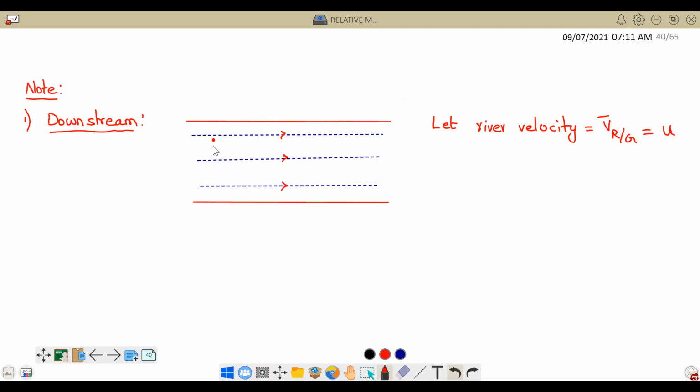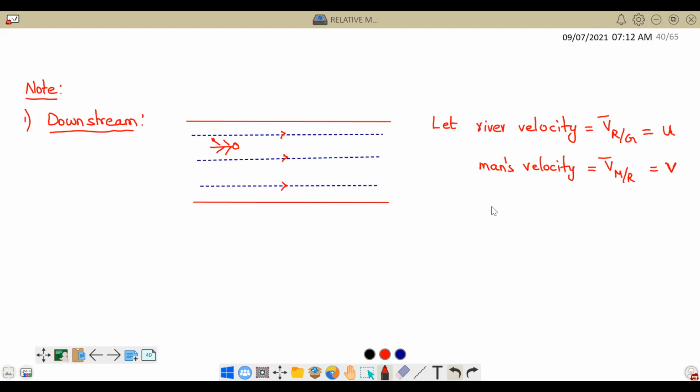Next, suppose a man is swimming in this direction, that is called downstream. Man's velocity or man's effort or man's velocity in still water is actually the velocity of man with respect to river. From now onwards, we'll write it as V. In general V, but it means velocity of man with respect to river.